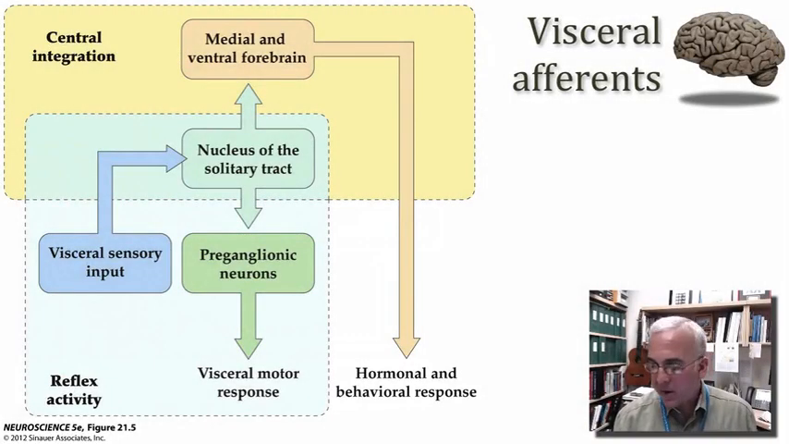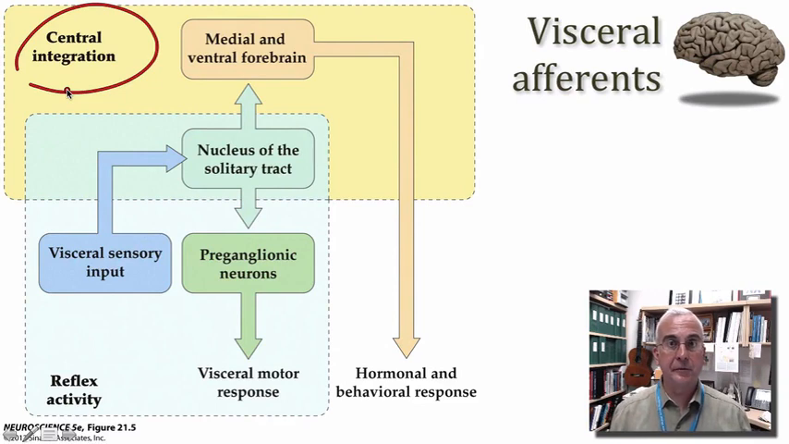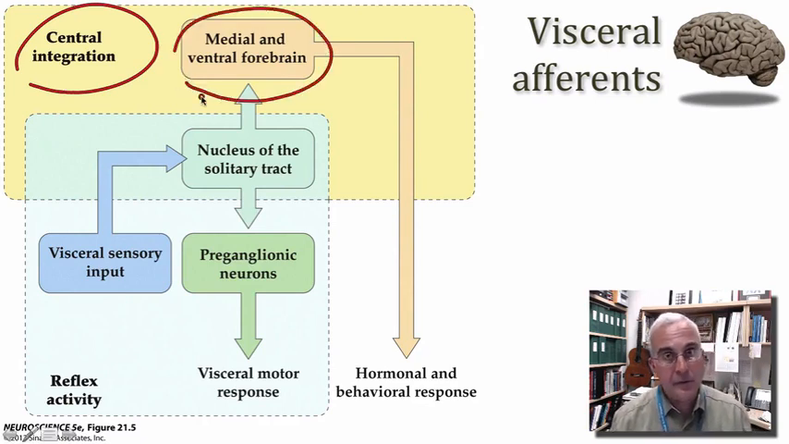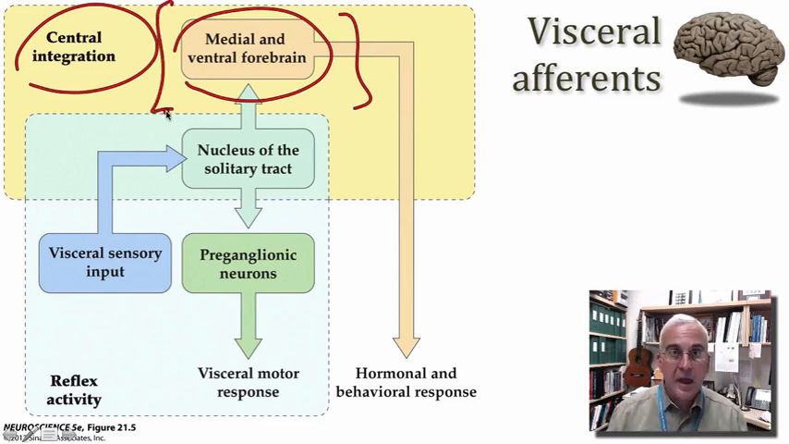Okay, what I'd like to do now is introduce this concept of central integration of these visceral sensory signals so that the motor output can be coordinated by higher brain centers in the medial and ventral aspects of the forebrain. So I want to show you really an expanded, or maybe you might think of this as an exploded version of this illustration that unpacks exactly what these structures are and how they relate to the influx of sensory signals and then the output of our preganglionic neurons.